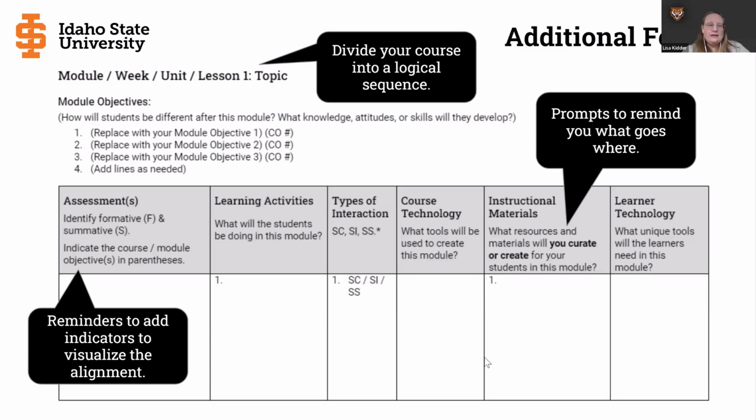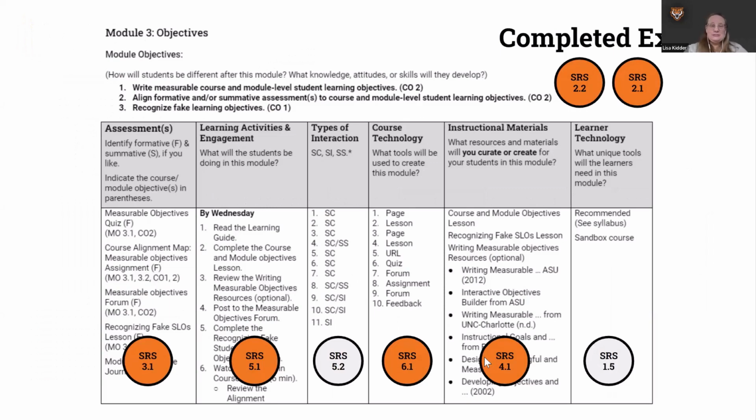And you'll also see that there are reminders to add indicators, usually parentheses, with the course module outcomes, or in here in the assessments, we recommend adding an F for formative assessment and S for summative assessment. So what does this look like? Here's a completed example. You can see that we have our module and our course level objectives. Their numbers are just here, but they're on the first page. And you can see that everything is listed and each one applies to each of these specific review standards from the QM rubric.